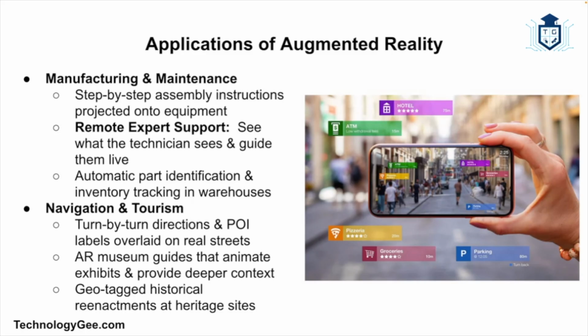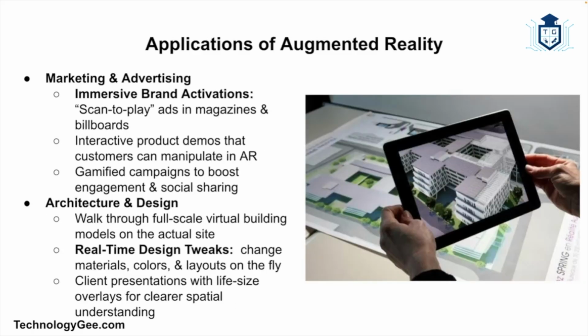It's in navigation and tourism. AR enhances navigation by overlaying directions and points of interest onto the real world, and tourists can use AR apps to explore historical sites, museums, and landmarks with interactive guides. It's in marketing and advertising. AR creates engaging and interactive marketing campaigns, and brands use AR to launch immersive advertisements, product demonstrations, and virtual events. And it's also found in architecture and design. AR allows architects and designers to visualize and modify building designs in real-world settings, and clients can walk through virtual models and make real-time adjustments.